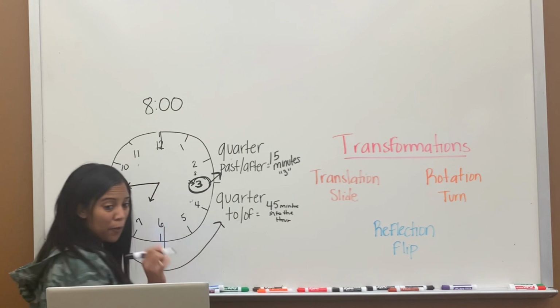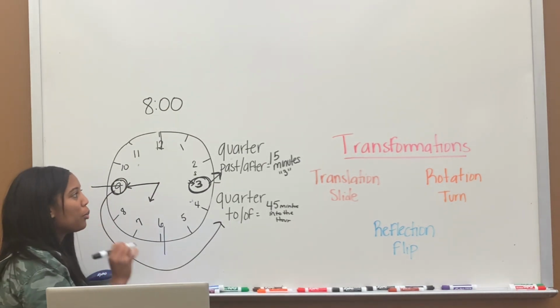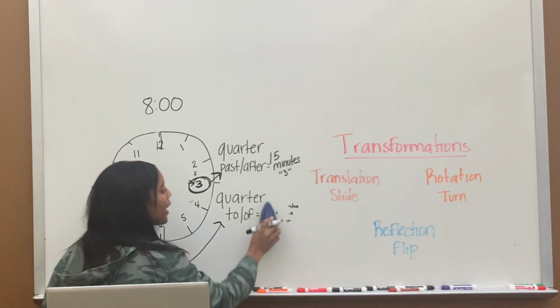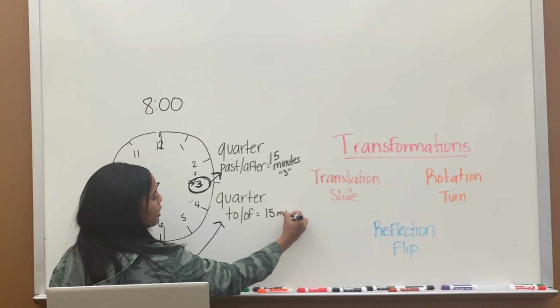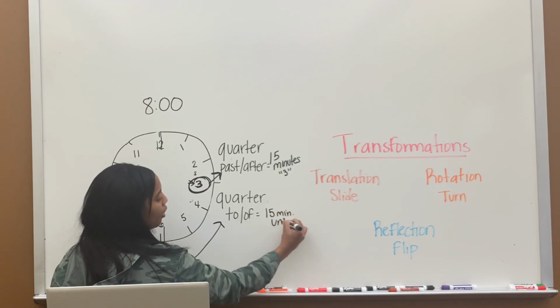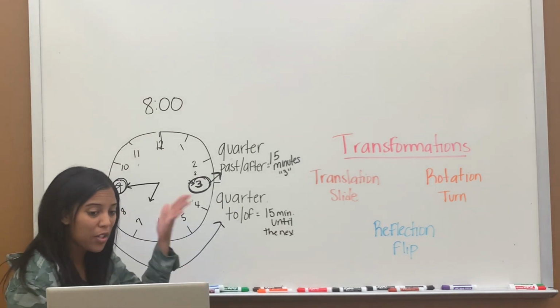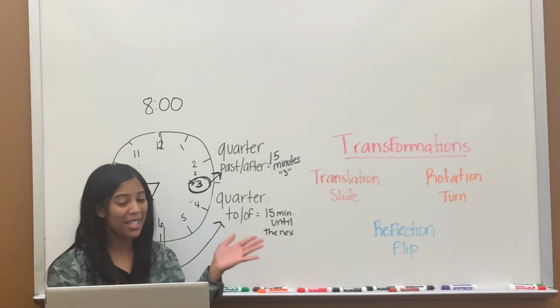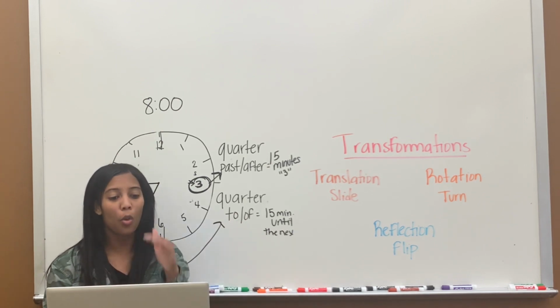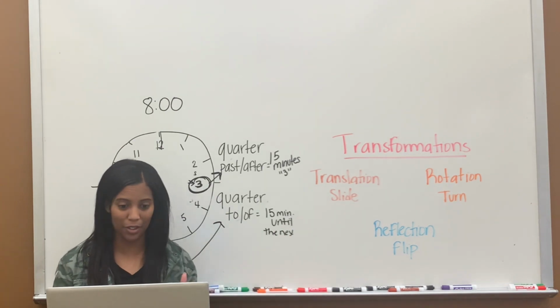So that means 15 minutes until the next hour. Quarter to means 15 minutes until. Let me put that: 15 minutes until the next hour. Quarter past was 15 minutes past the hour, 15 minutes into the hour. Quarter to means 15 minutes until the next hour.